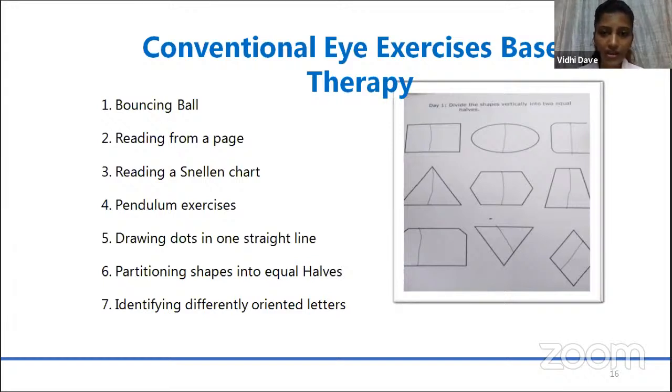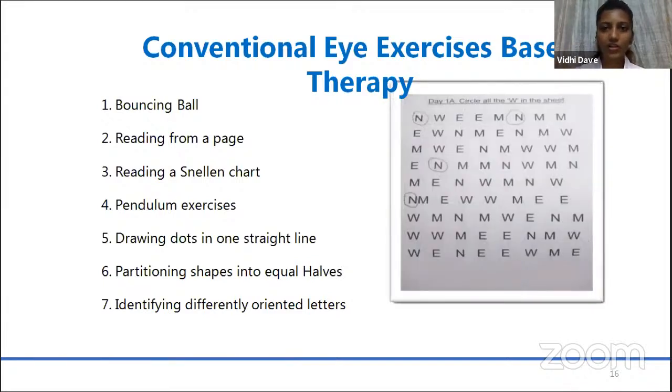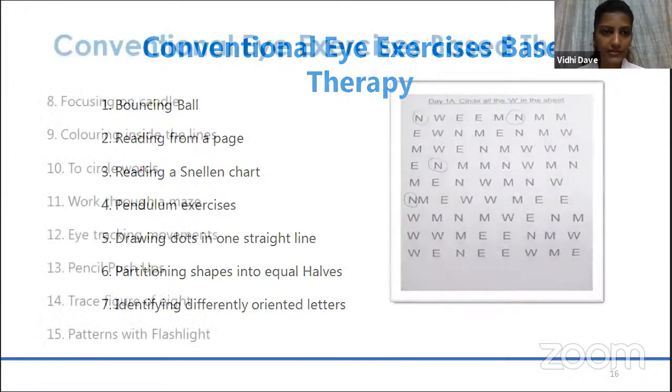Identifying differently oriented letters. Letters that seem similar, like W, N, E, are written together, and then you ask the child to identify the letter. This again will involve a lot of fixation stability, a lot of scanning, a lot of accommodation, and a lot of convergence. All these factors are taken care of while we do these exercises.